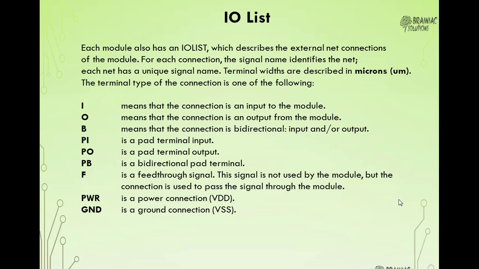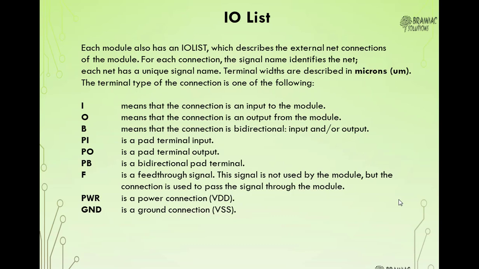So the next one is the IO list. Each module has an IO list which describes the external net connections of the module. For each connection, the signal name identifies the net. Each net has a unique signal name. Two nets cannot have the same name, otherwise the language will not understand which signal we are referring to. The terminal widths are described in microns. That means almost all the dimensions are defined in micrometers in the YAL language.